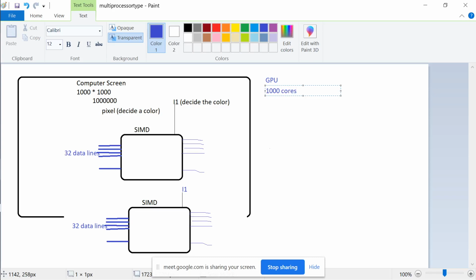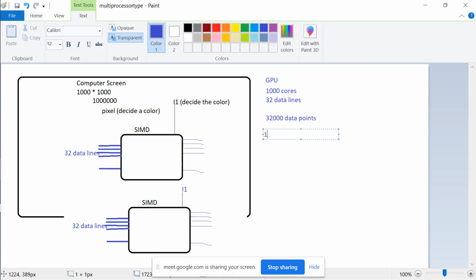So we'll have a look at this, but let us assume there are 1000 cores inside your GPU, and each core is your SIMD, okay? So there are 32 data lines going in each core. So how many points can you calculate in one cycle? I'm talking only about one clock cycle, okay? 32,000 data points can be calculated in one cycle itself.